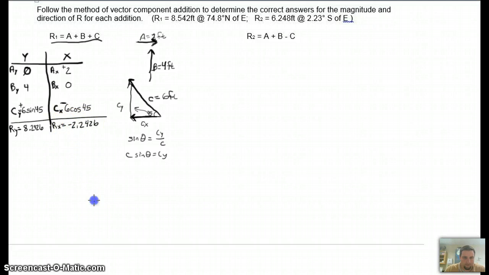It's going to be to the left. So I'm going to draw here's my x component right here. Okay, that's R sub x. My y component is a positive 8, so it's going to be a lot longer than my x component, and it'll be positive.